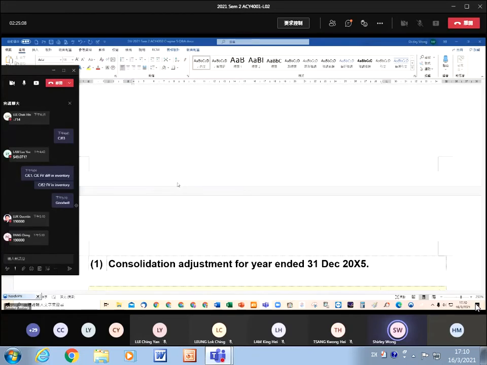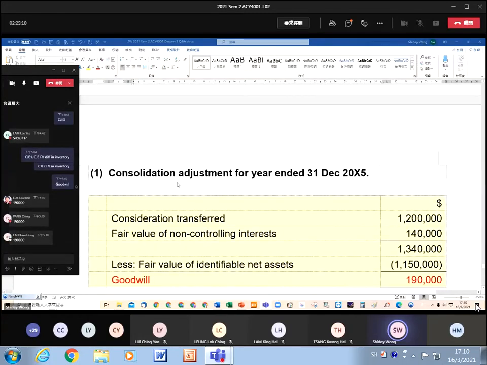So this question is not tricky, right? You can directly find out the goodwill here. Consideration transferred is 1.2 million. Fair value of the NCI given by the question is 140,000. Altogether it is 1.34 million. And then the fair value of the identified net assets, you can find from the question, 1.15 million. Finally, goodwill is 190,000. Very good.